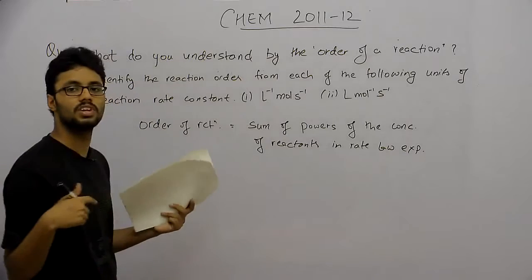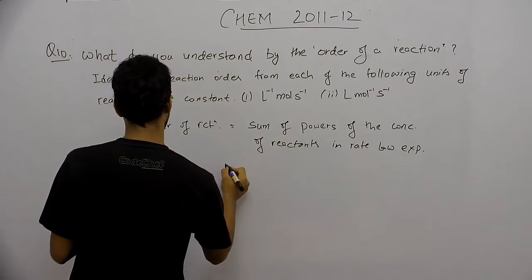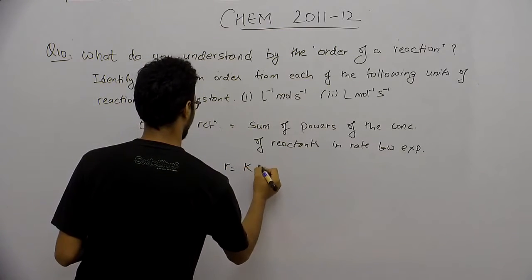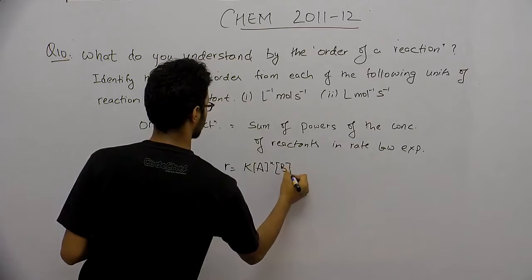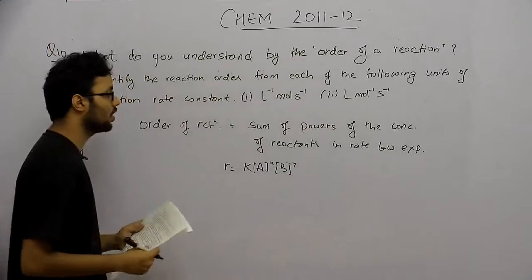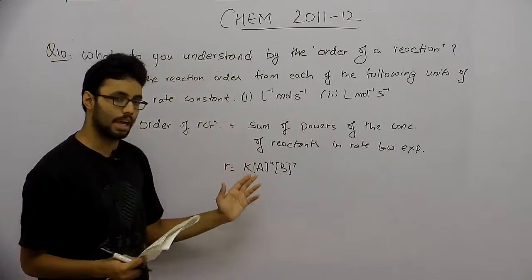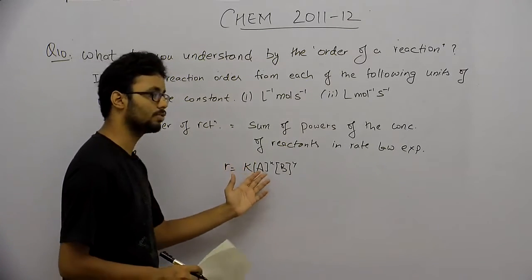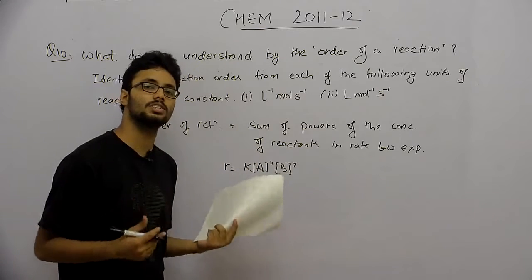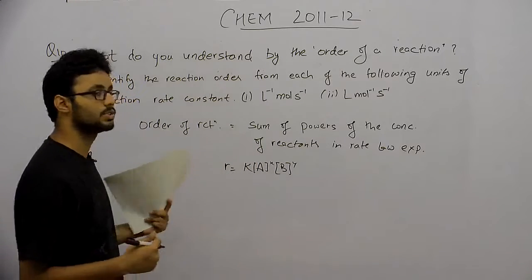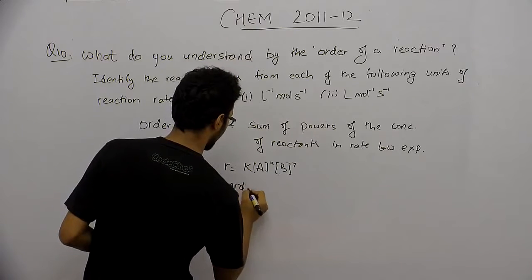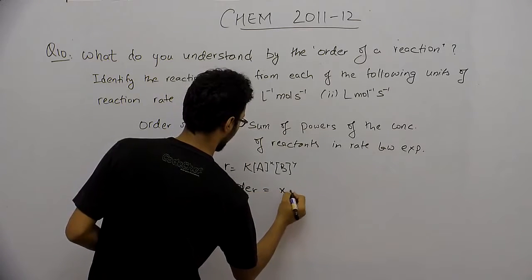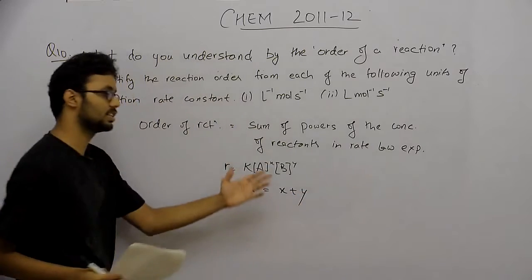So suppose the rate law expression is R equals K [A] raised to power x [B] raised to power y. So the rate is a function of the concentration of A raised to power x and the concentration of B raised to power y. So order of reaction would be x plus y, the sum of the powers.